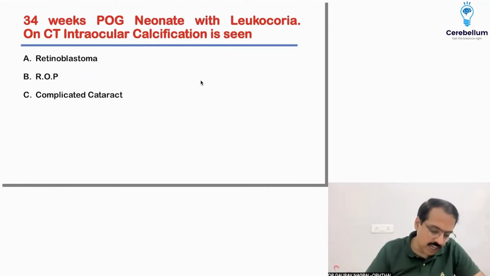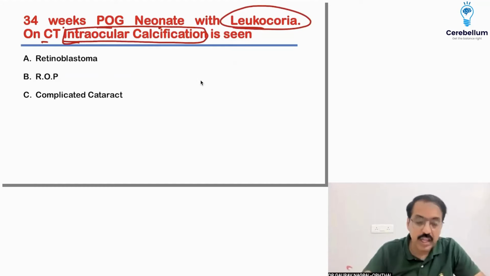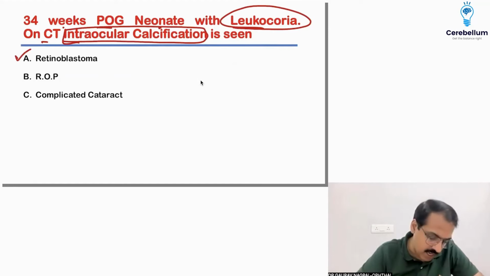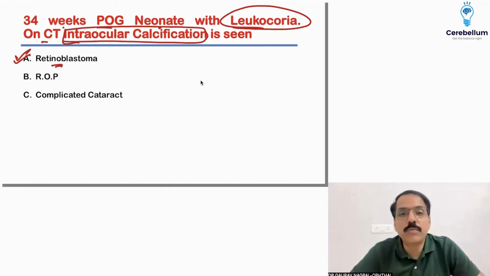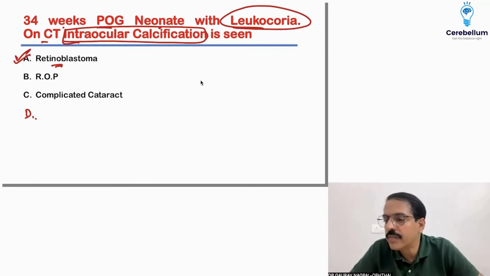Okay. Now, one question was where they were given a 34 weeks period of gestation neonate with a leukocoria on CT and intraocular calcification is seen. Intraocular calcification, I've told repeatedly, is only seen in retinoblastoma. Only retinoblastoma is a choice where you can get an intraocular calcification. So this is very, very correct. Okay. Can anybody tell me the fourth choice? Was there a fourth choice?